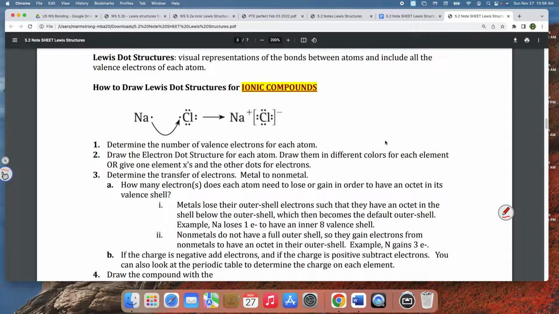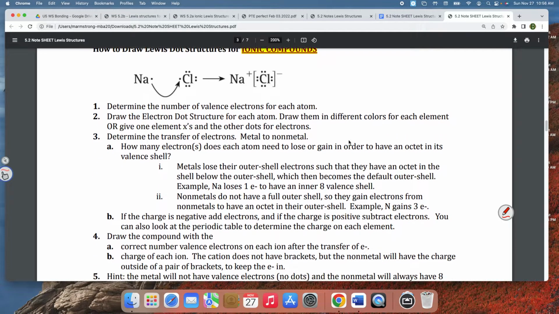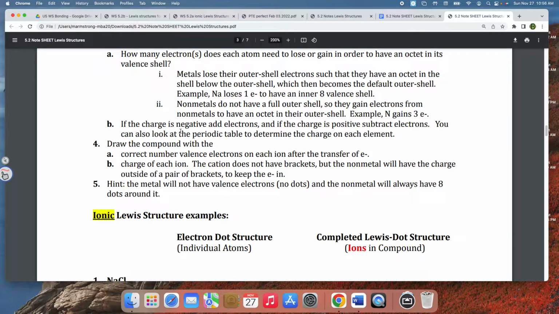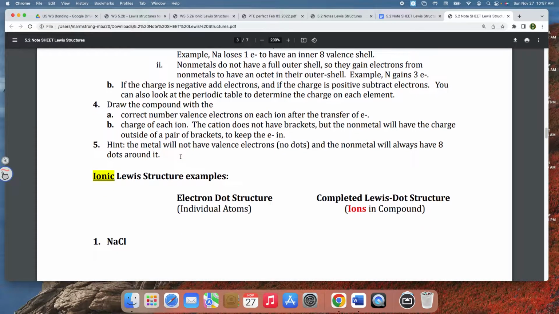So the rules: you determine the number of valence electrons for each atom. You draw the electron dot structure for each atom. You draw them maybe in different colors so you have a visual for it. And then you determine the transfer of electrons from the metal to the nonmetal. And then you draw the compound with the correct number of valence electrons on each ion. The metal will not have any dots around it when it's all finished. The nonmetal will have 8 dots around it in brackets and will have a charge. It could be a 1 minus, it could be a 2 minus, it could be a 3 minus.